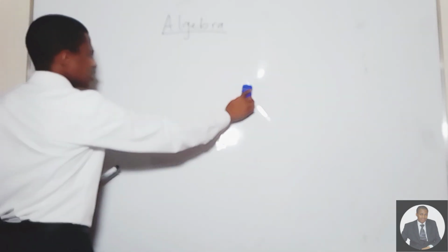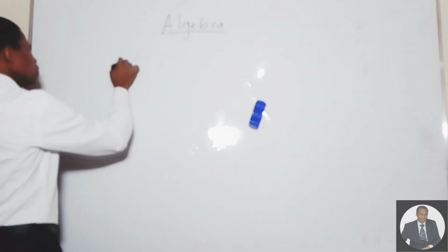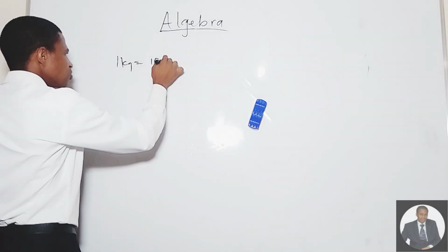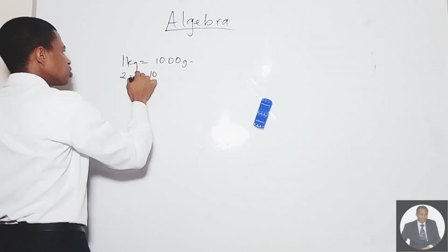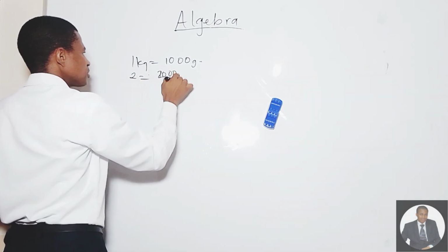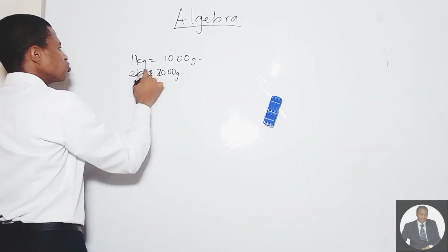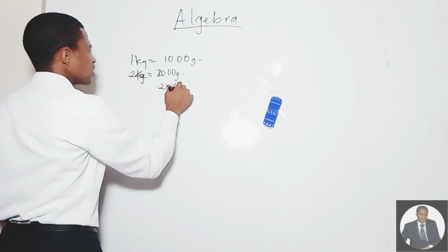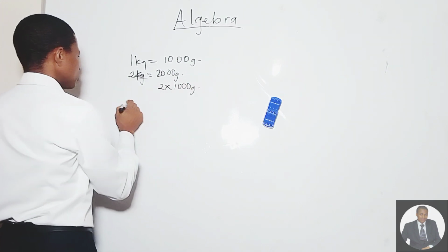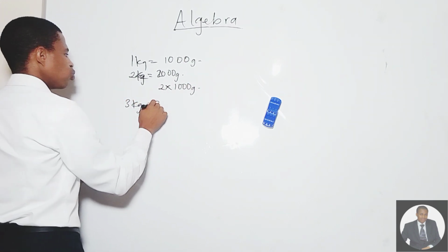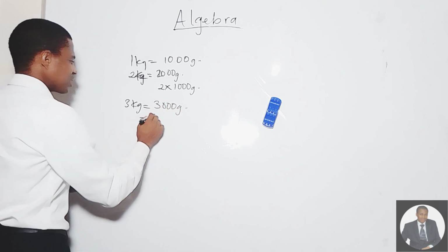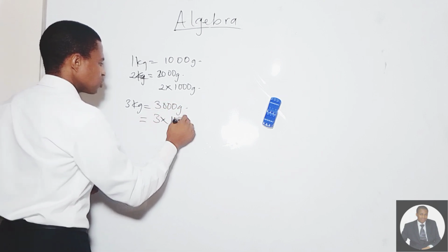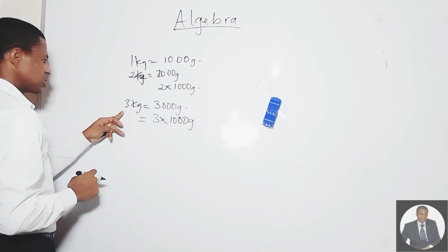For example, we all know that 1 kg equals 1,000 gram. 2 kg equals 2,000 gram. How do we get that? That's 2 times 1,000 grams. 3 kg equals 3,000 gram. How do we do that? That's 3 times 1,000 gram to get 3 kg.